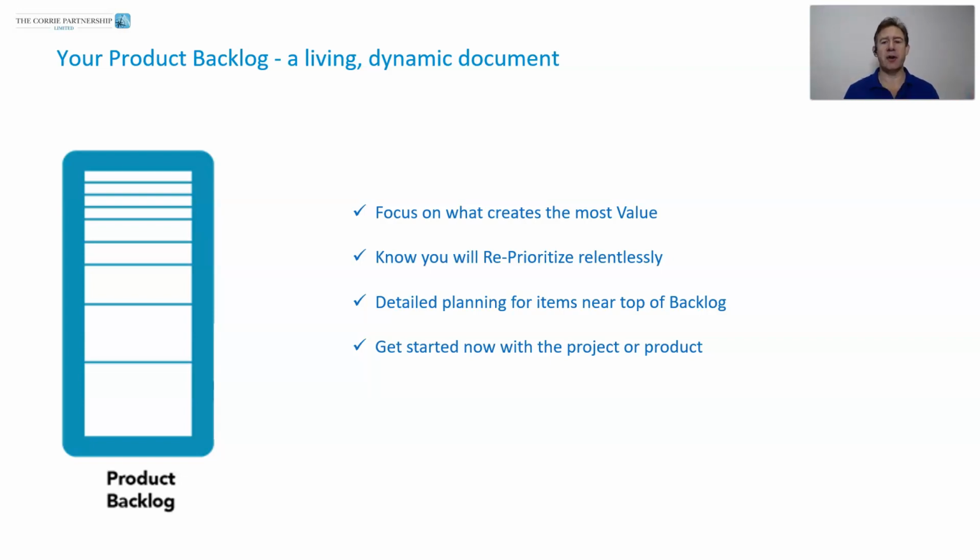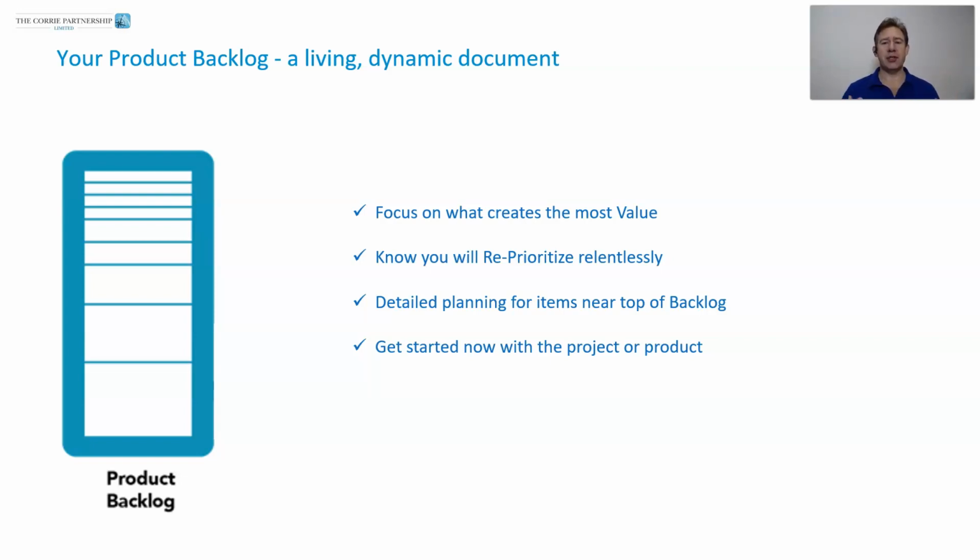We're continually reprioritizing. One thing that we need to understand is that we may reprioritize on an hourly basis in some cases, and I have certainly done that with projects that I've been involved with. Plans can literally change from hour to hour. The next thing is that detail planning is only saved for those items which we're about to start working on. We don't want to put detail planning into things at the bottom of the product backlog. And the other thing is get started right now with your project.